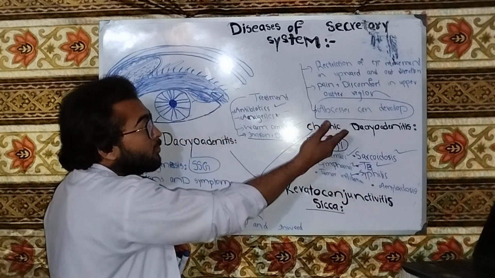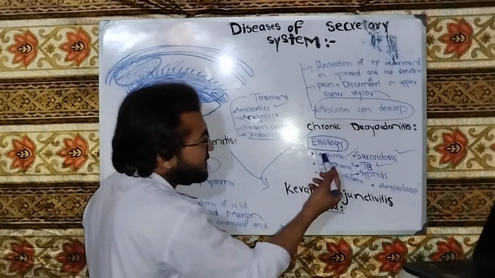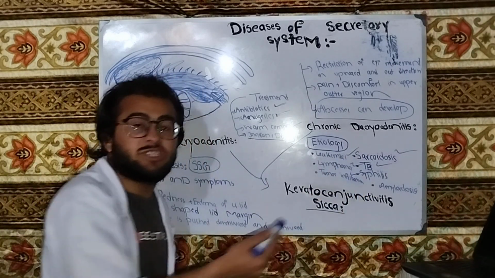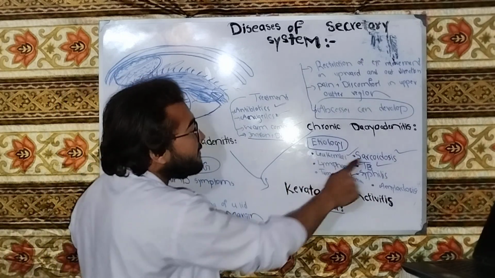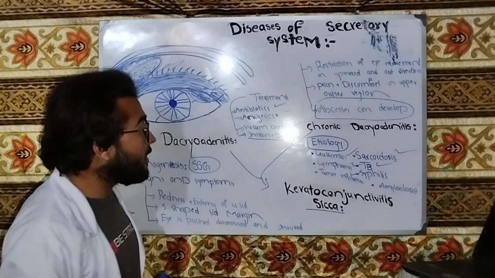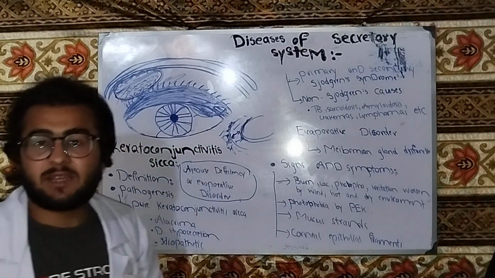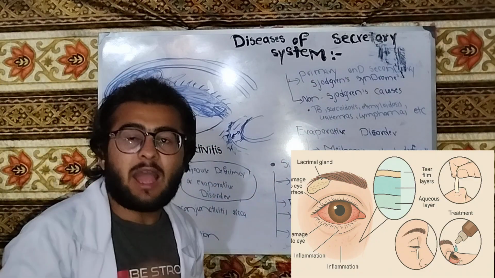The treatment of chronic dacryoadenitis depends on the underlying cause. If it is leukemia, lymphoma, sarcoidosis, TB or syphilis, then when we treat these underlying causes, it will also treat the condition. The third secretory disease of the lacrimal system is keratoconjunctivitis sicca, which is also called dry eye syndrome.